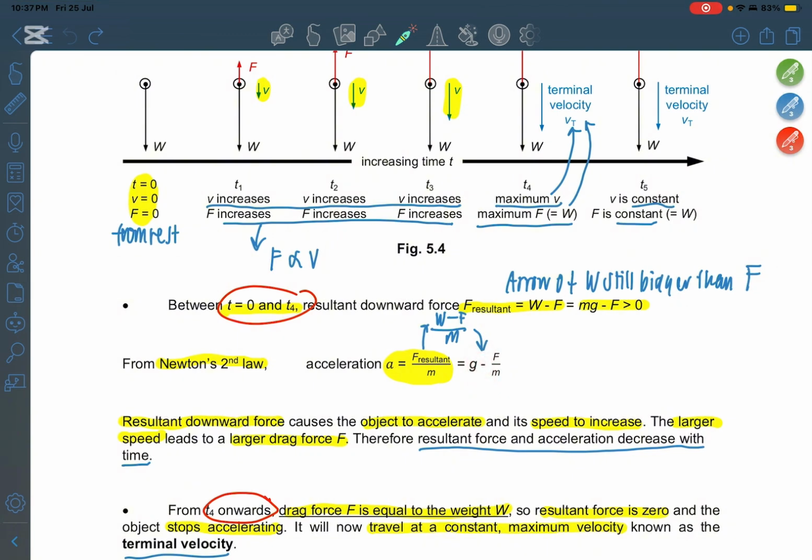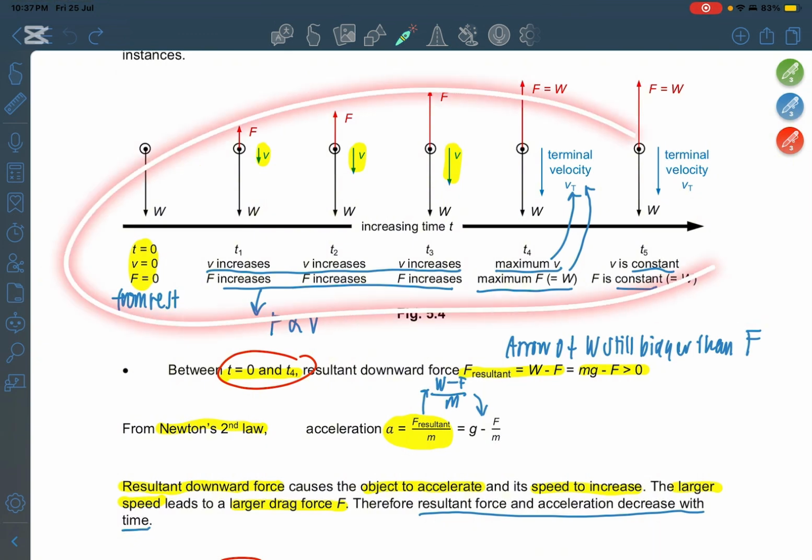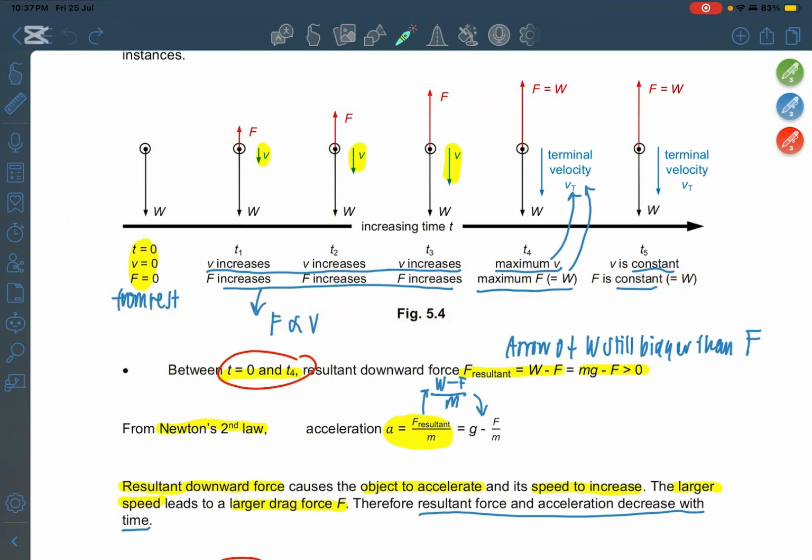So the resultant downward force causes the object to accelerate and its speed to increase. Let me repeat again. The resultant downward force causes the object to keep accelerating and its speed to increase. The larger the speed, the larger the drag force F, as you can see from this entire thing. And so that means resultant force and acceleration actually decrease with time.